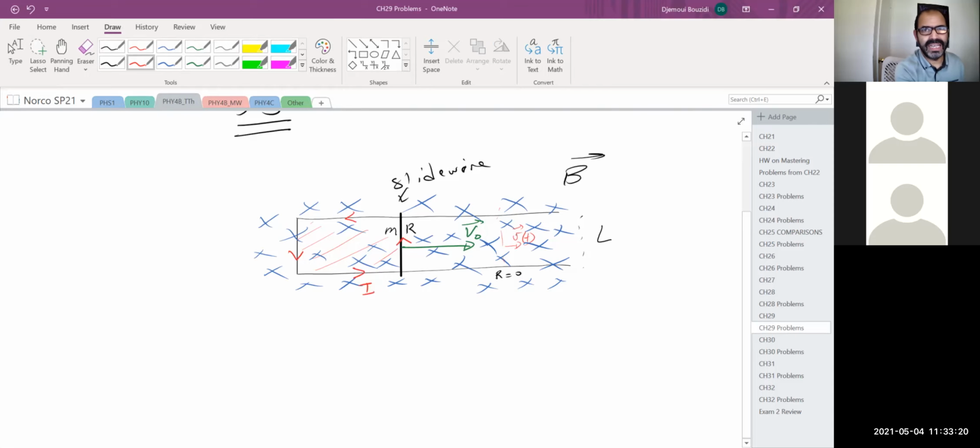Because there are more and more field lines as this wire is moving in this direction, and the field lines are going into the screen, the magnetic field that needs to be created needs to be pointing out of the screen to compensate for the increasing one that is going into the screen. So this is just fresh from what we learned today. Okay, so that's its direction.